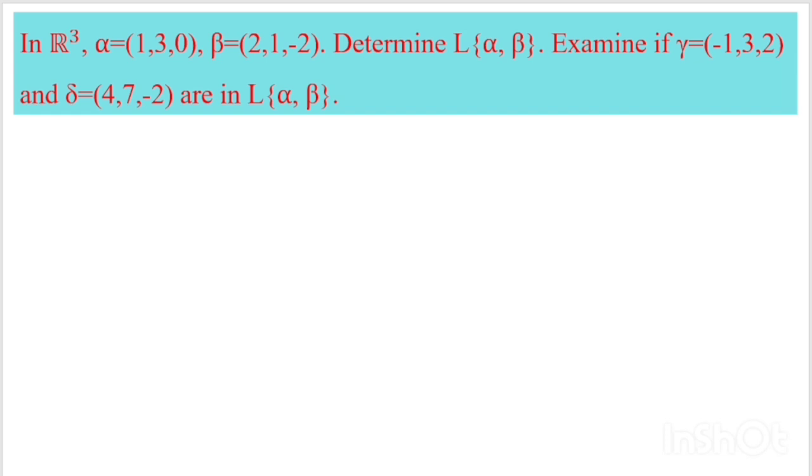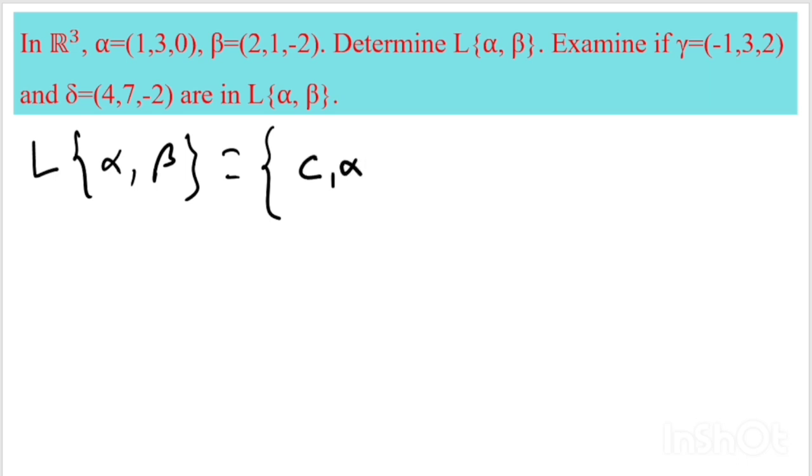Okay, so let us solve a problem. Alpha and beta are given. We need to find out L of alpha beta. L of alpha beta will be the set of all the linear combinations of alpha and beta. So what will a linear combination of alpha and beta look like? c1 into alpha plus c2 into beta, where c1 and c2 will be some real numbers.